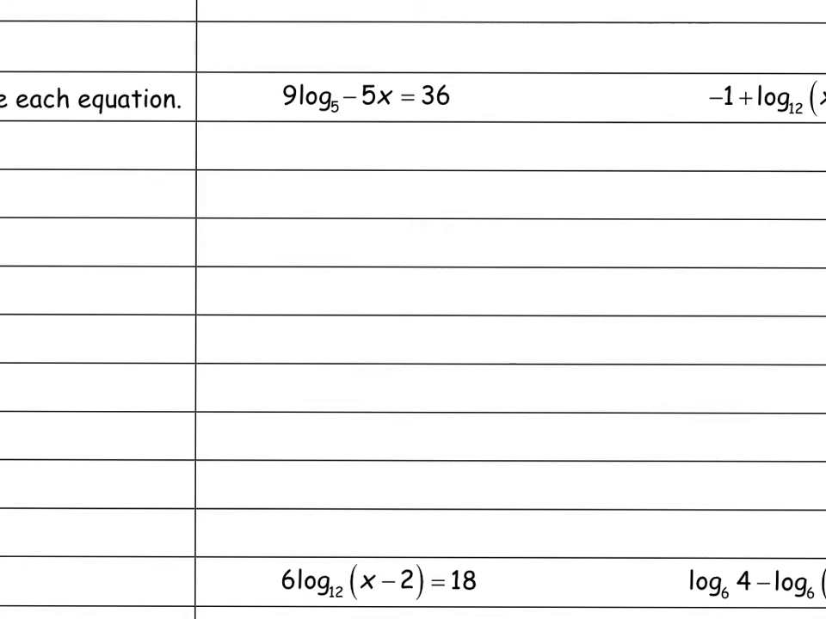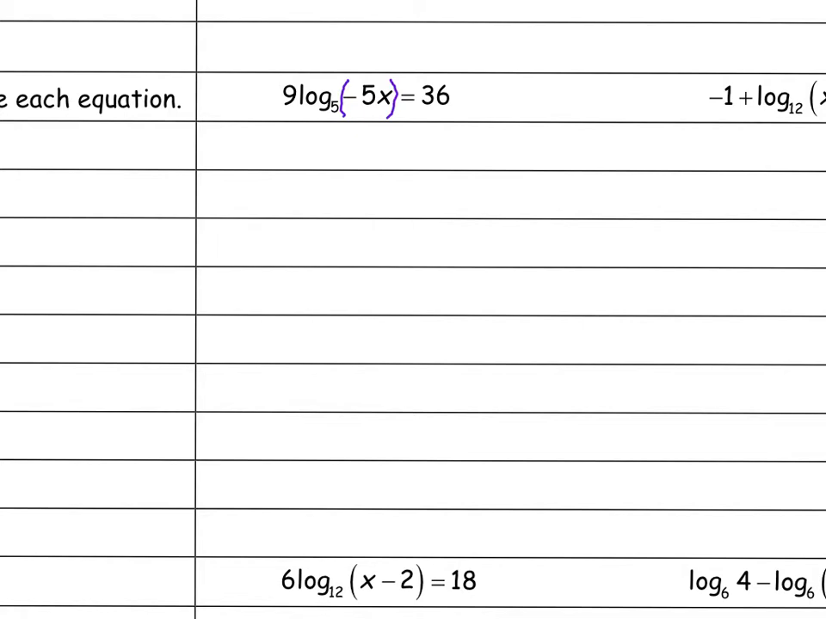So I only have one log, and I know that it says 9 times log base 5 of negative 5x. It looks like minus 5x. I do want to say that this should probably be in parentheses because that's a negative 5x. So it's not subtract 5x. I just want to point that out.